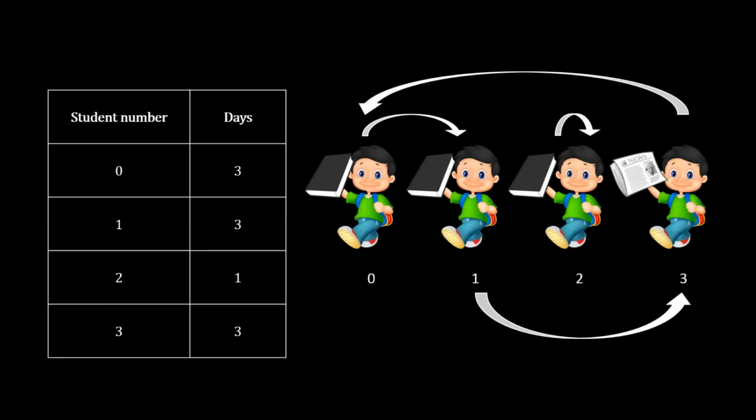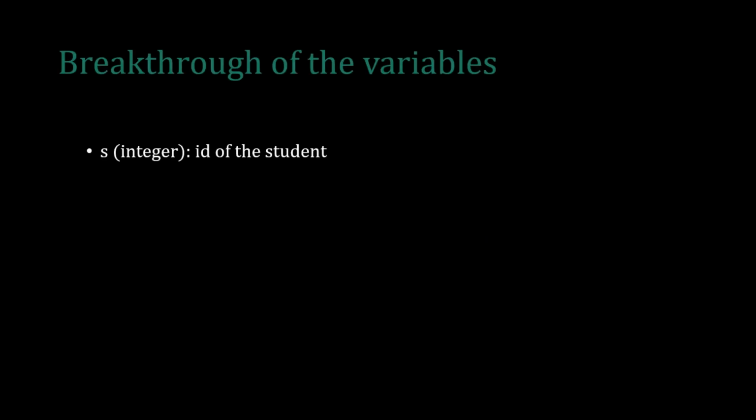Here's the explanation. For number 0, we got 3 days, number 1, 3 days, number 2, 1 day, and number 3, 3 days. I'm going to introduce some variables we will use in this kind of approach. These are how I call them, and this is how I would implement this. Many people will find another way to do it with maybe fewer variables, but this is my approach. Feel free to suggest any way you would do it.